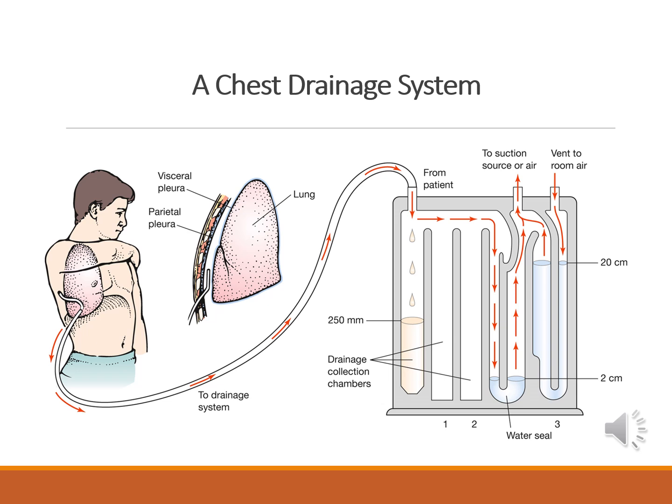Additional chambers, also with water seals, are needed for drainage from the patient's pleural cavity and for suction regulation. Chamber 3 on this figure is used if suction is also attached to the patient's tube.